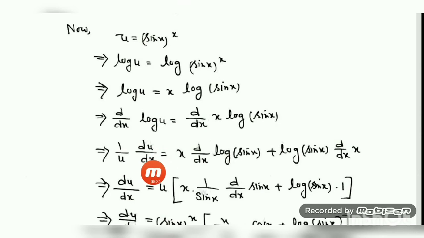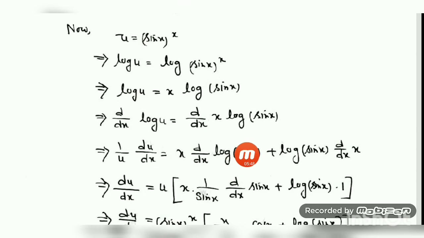1 by u du dx. Here the product rule can be applied: x d/dx of this expression plus log of sin x times d/dx of x. Doing the differentiation and bringing u to the right side, I have done two steps together here. du/dx equals u into x d/dx of log of sin x.